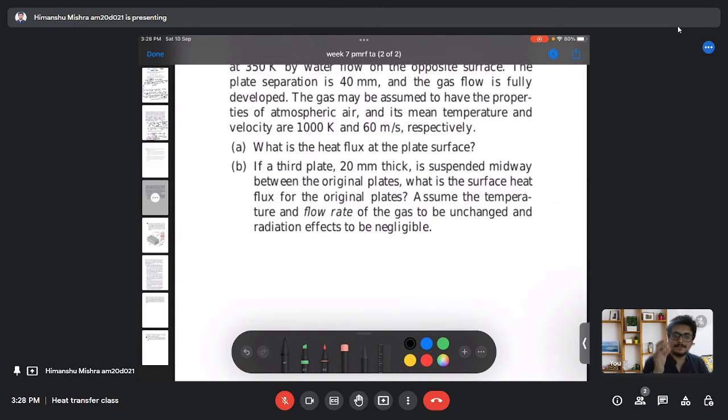In the second part, let's say we introduce a third plate, 20 mm thick, suspended midway between the two original plates. In that case also we need to find the heat flux. So let's consider the first case.